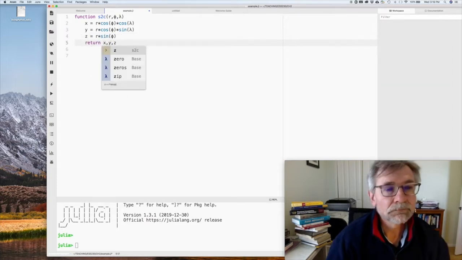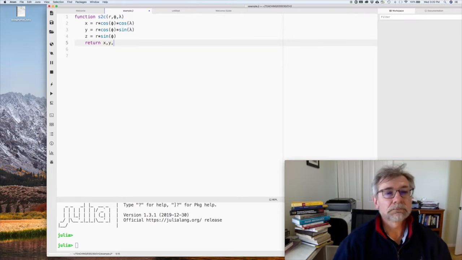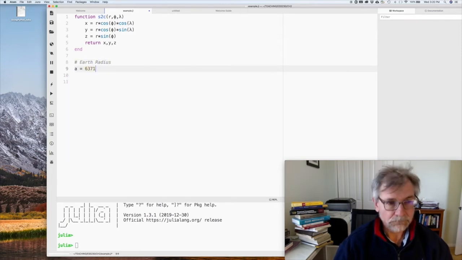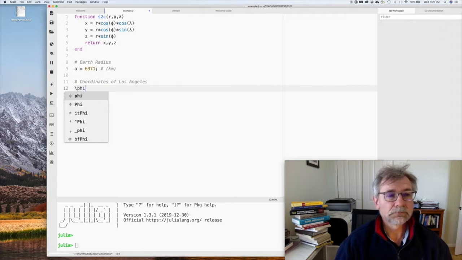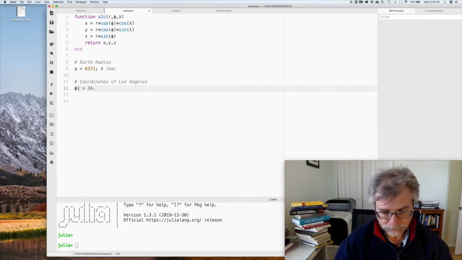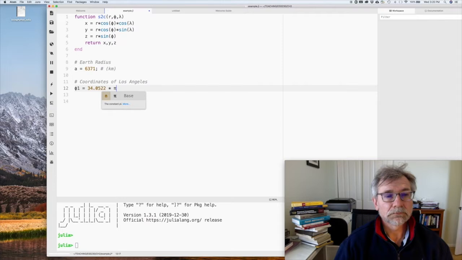Another keyword is return. So inside a function, the return tells the compiler what are going to be the outputs for this function. In this case, x, y, and z, there are 3 outputs. The radius of the Earth, A, I enter it to be 6,371 kilometers. So that's the only place a length comes into these calculations, so everything will be in kilometers from now on. First, I enter the coordinates for Los Angeles.